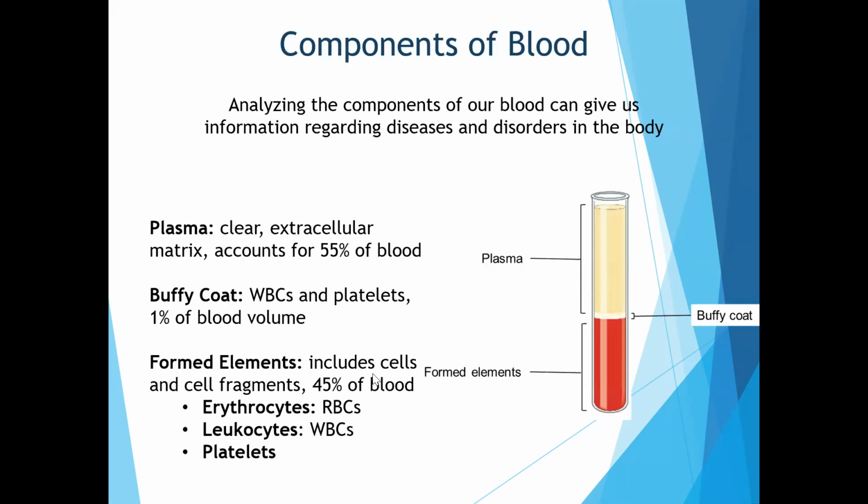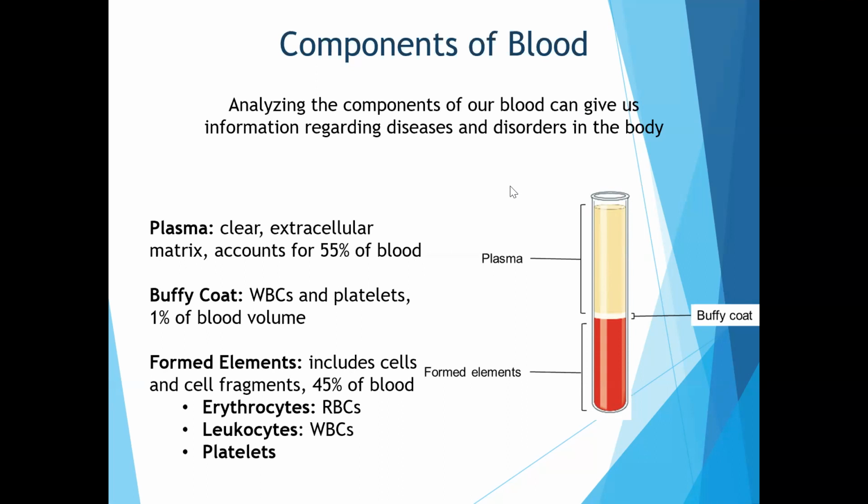Okay, so talking about the components of blood. If someone drew your blood, it would not look like this. This is what a blood sample would look like after it is spun through a tool known as a centrifuge. For those of you who have not had a lab yet or have not used a centrifuge, it basically just spins it really, really fast. And oftentimes that will cause things to separate into its different components. The reason that we analyze these components is that it can give us information regarding diseases and disorders in the body. And this helps us isolate different parts to be able to test them separately.